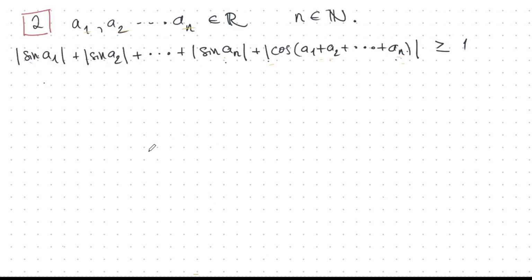Our next example is a trigonometric inequality. Let's say I have all these real angles here. They could be anything, positive or negative.